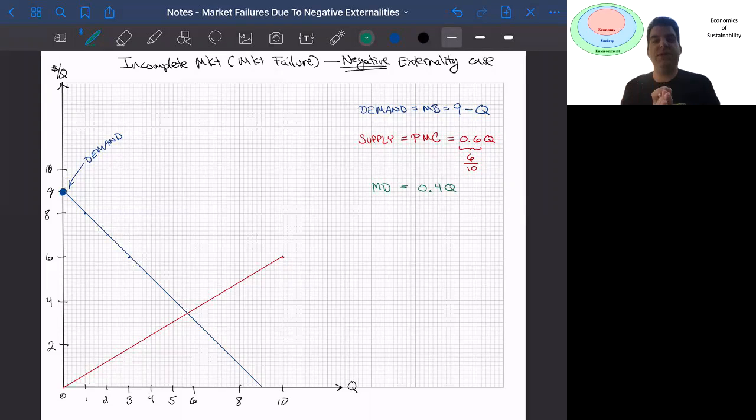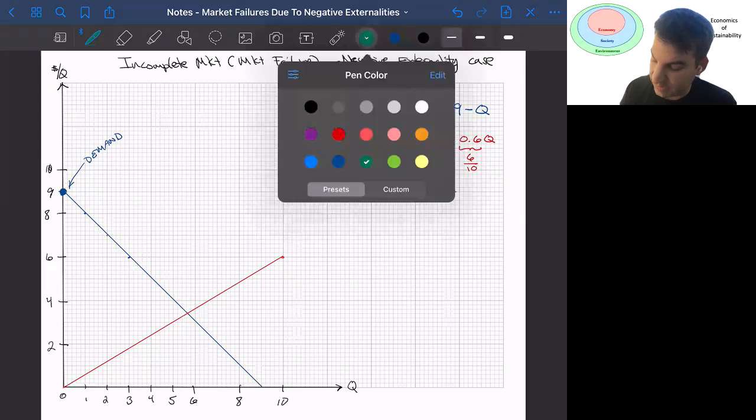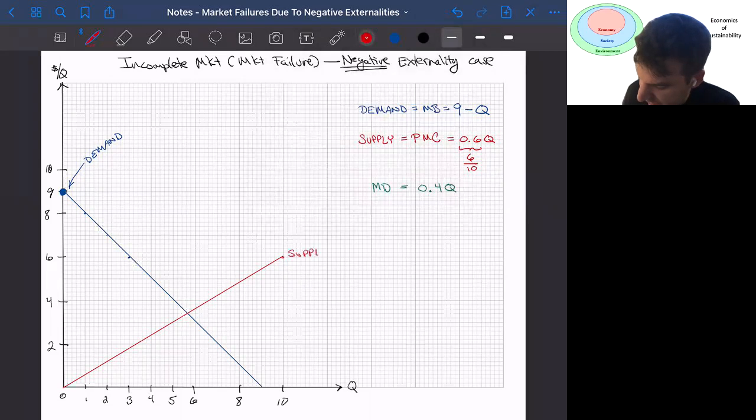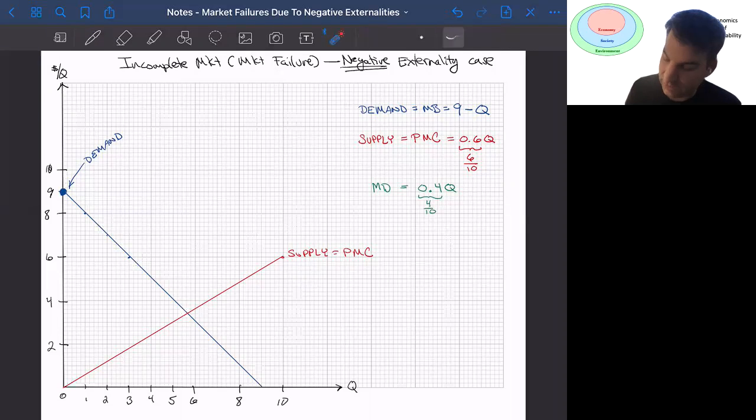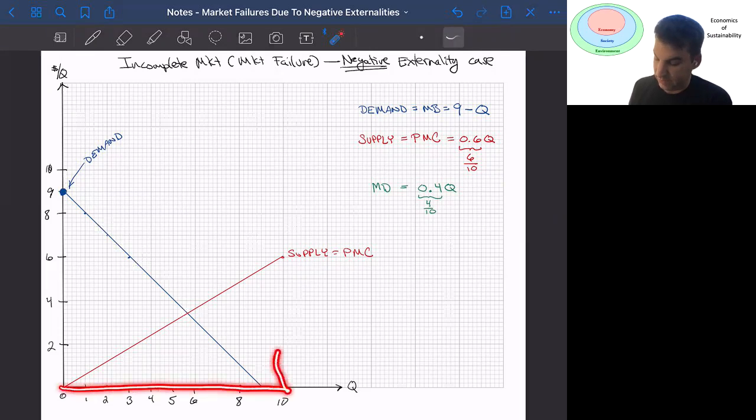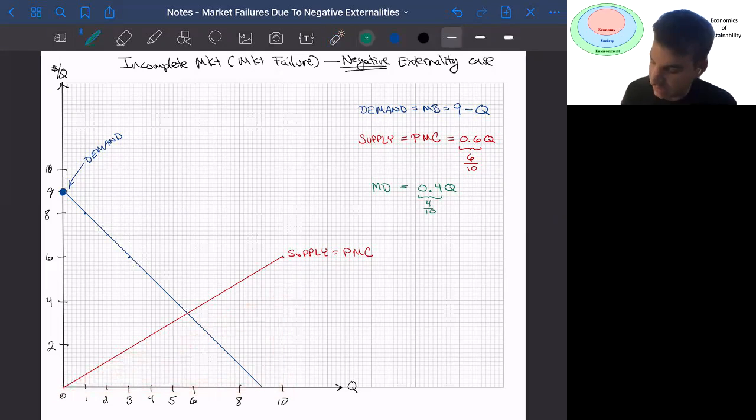So what this is saying is that for every unit of the good that is produced, the producer pays a cost of 0.6, whereas society pays a cost of 0.4. Whereas the supply function, which I could have written here, supply equals PMC, this marginal damage function, I could write as 4 over 10. So this is saying that for every 10 units provided, we rise up 4, and this is where the marginal damage would end up crossing. So I am going to just draw that there. All right, and so that is our marginal damage function.